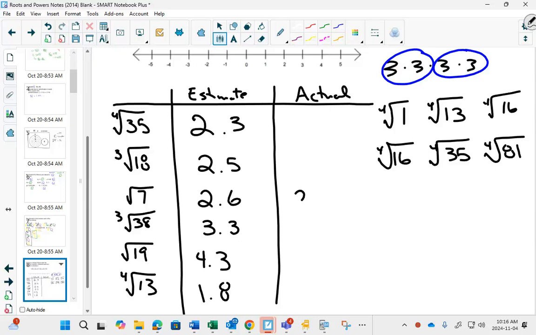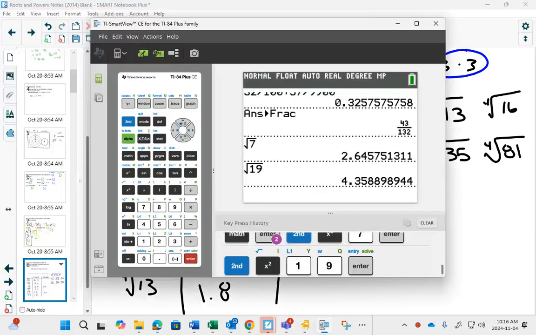How did we do on our estimates? 2.6, and I'll put dots that it keeps on going, and 4.4. Oh, we did pretty good, right, in our estimates, not too bad. And this 4.3, look at that, it's 4.358, like, really, it was pretty close.